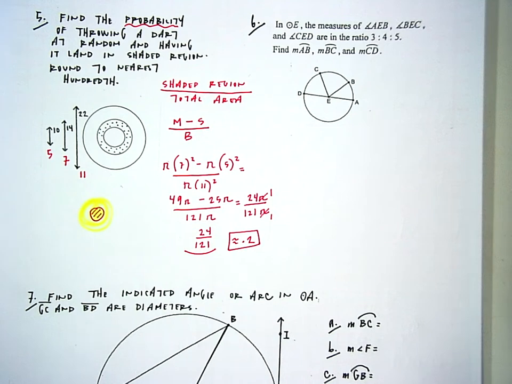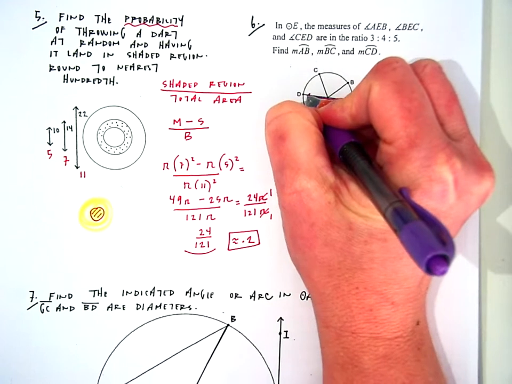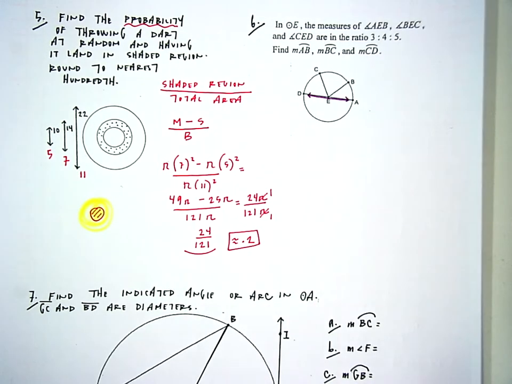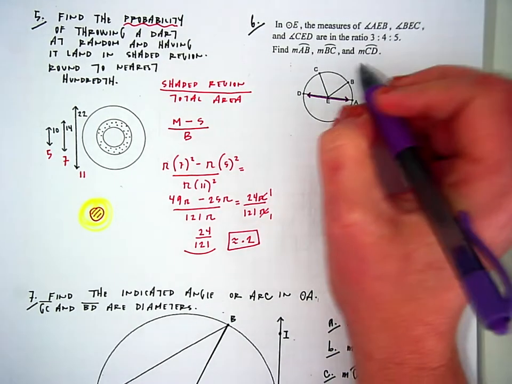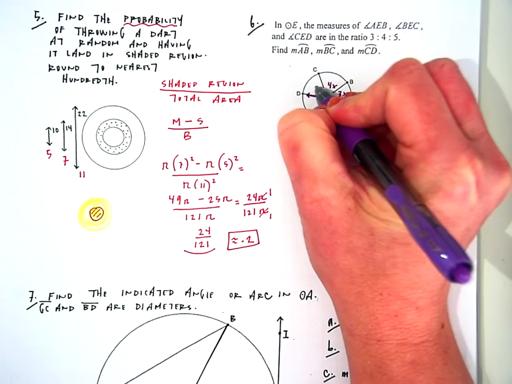All right, number 6. In circle E, the measures of AEB, BEC, and CED are in the ratio of 3 to 4 to 5. Okay, so again, I don't know what their actual measures are. I just know how they're related. So I know that since these are all on this straight pathway, they have to sum to 180, and I need to figure out what is the multiplier that's being applied to each of them to make them sum to 180. So I'm going to add on an x: first this is 3x, this is my 4x, and this is my 5x.